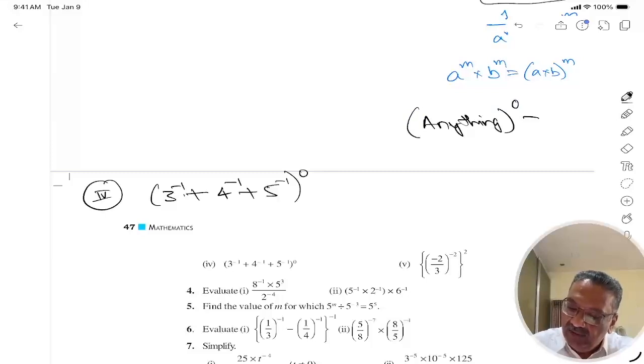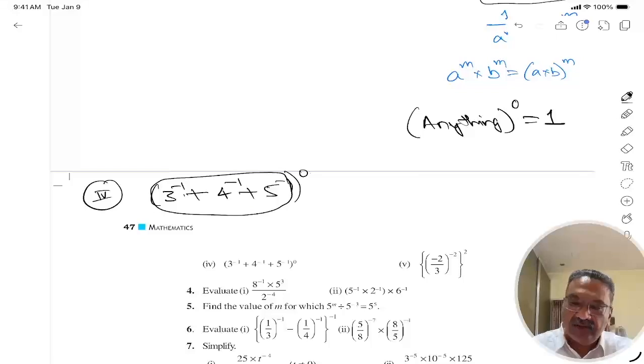Anything to the power of 0 is 1. So directly, whatever is there, this whole is raised to 0. So this becomes 1 directly, you can say.